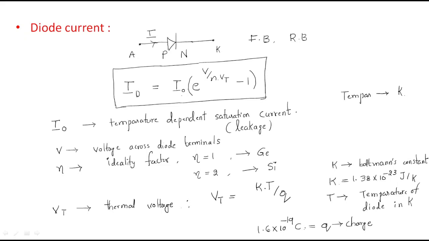By using this formula we will find the diode current: ID equals I naught into e power V by N VT, minus 1. Here VT is the thermal voltage. Using this equation, we will discuss a lot of problems regarding the diode current.